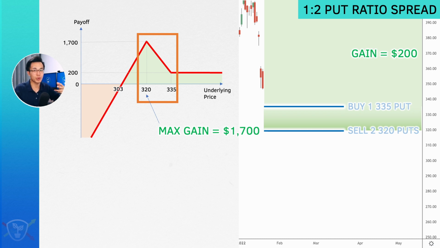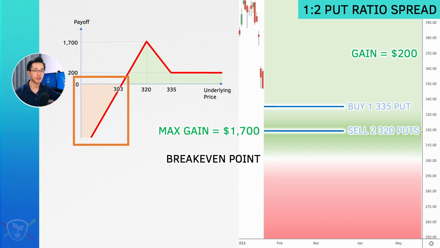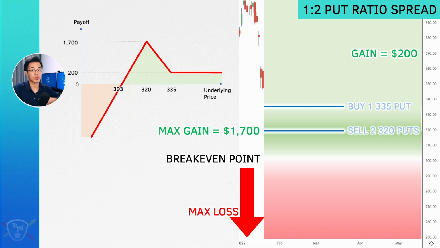And that's because the two put options that I sold will expire out of the money on expiration date. As the stock price continues to drop further, I'm actually still making money on the put option that I bought. But the two put options that I sold are losing money twice as fast. So at some point, I'm going to reach a break-even point. And that break-even point is at $303. If the stock price continues to fall beyond $303, that's when I start to lose money on this position. The maximum loss is if the share price falls to zero on the expiration date. So this is the range of potential outcomes of my trade.